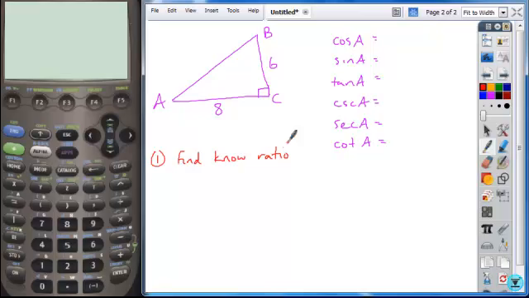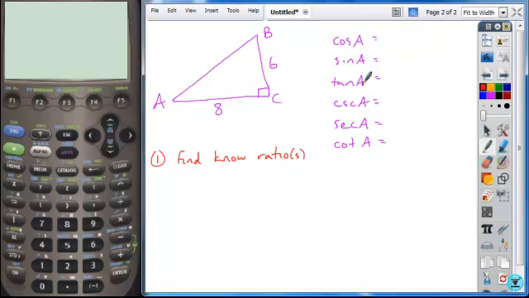Okay, so the first thing that you want to do is find the known ratio. So there's 2 in this case, the trig ratio and its reciprocal. But which trig ratio for A is identified based on the given information? This side of 6 and this side of 8. Is it SOH, CAH, or TOA? TOA, right? The opposite side of A and the adjacent side of A is given. So that's the known ratio.